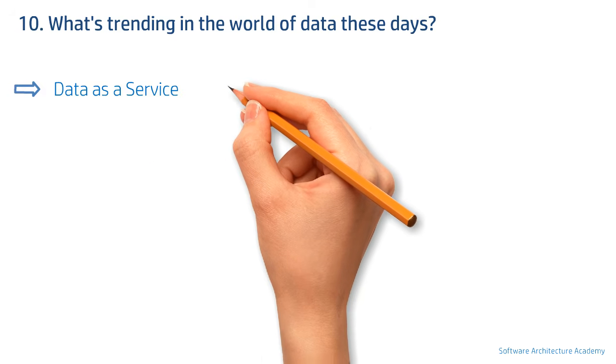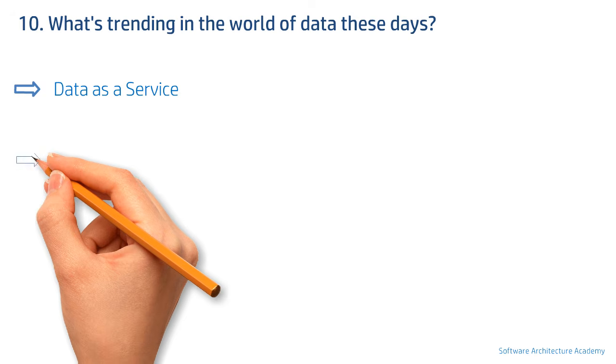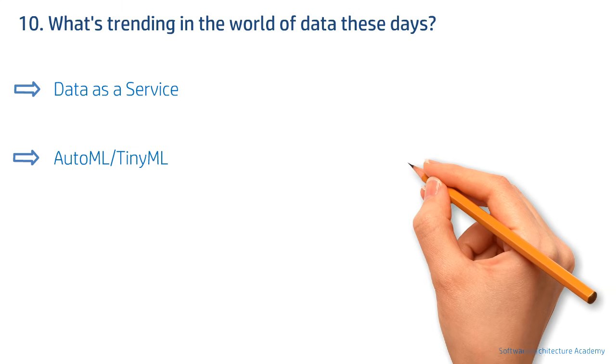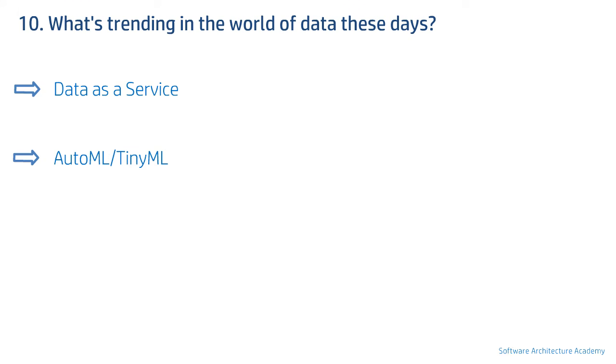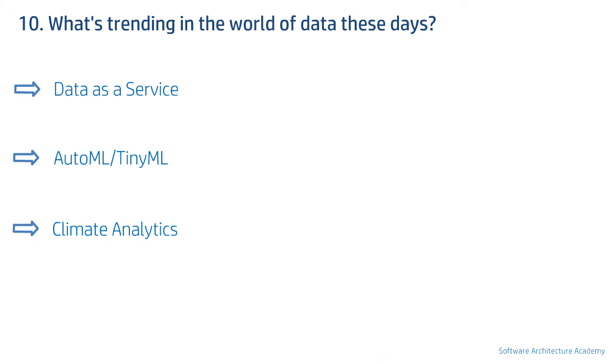First, we have data as a service, which enables sharing of data over cloud. Next, AutoML or TinyML. AutoML is automated machine learning. TinyML deals with models that you can execute on small devices. Climate analytics. With many countries pledging to be carbon neutral in coming few decades, climate and carbon emission analytics is going to pick up. And finally, data observability. Simply put, tracking health of data. Even simply put, by today's definition, it's a combination of data governance areas with monitoring.